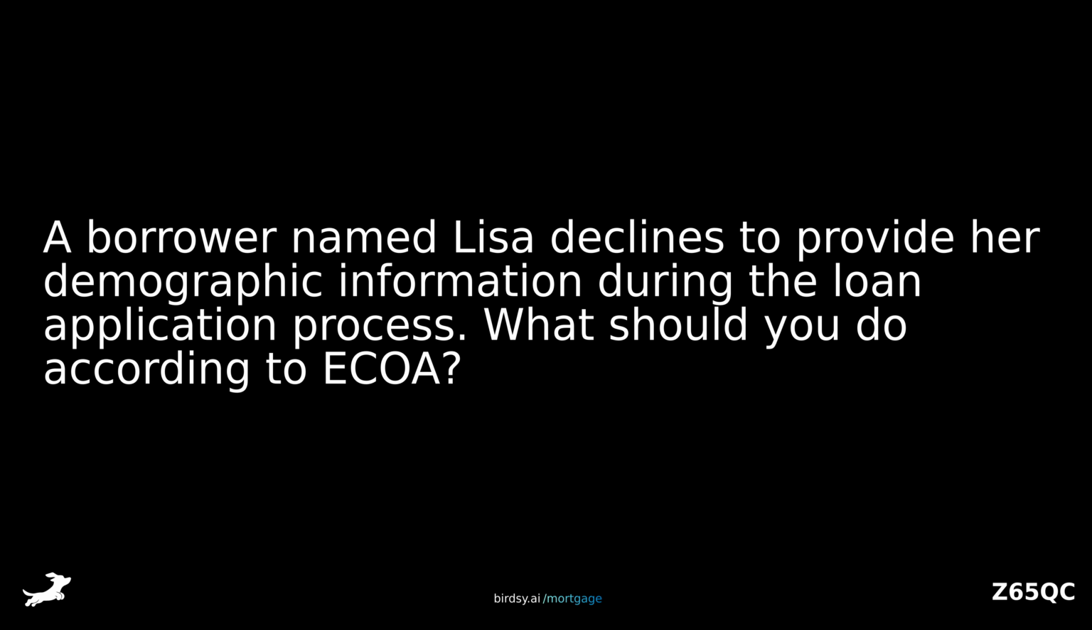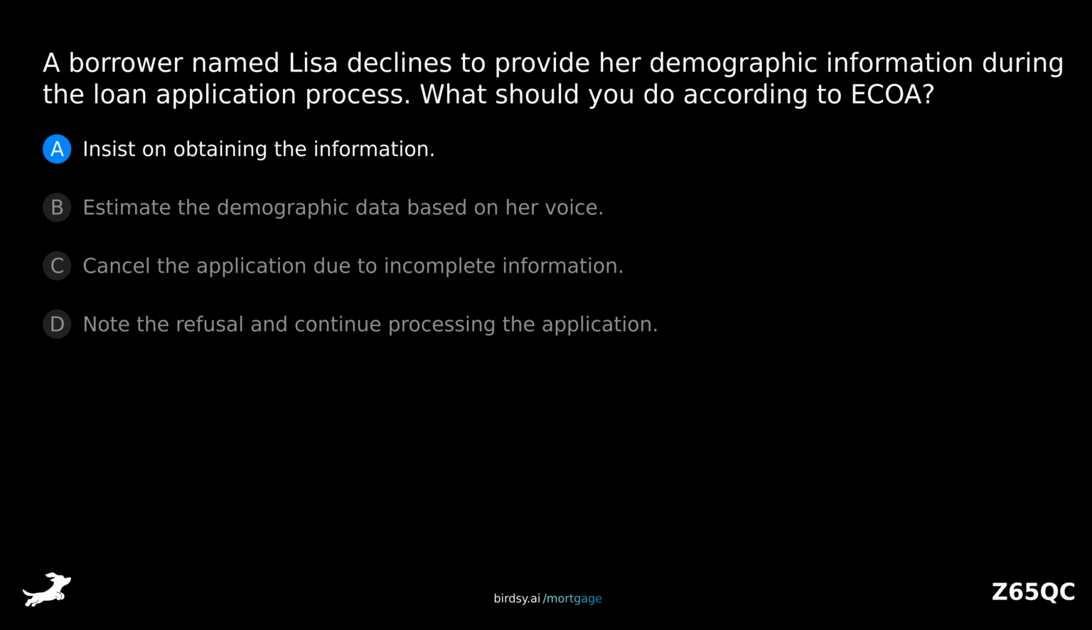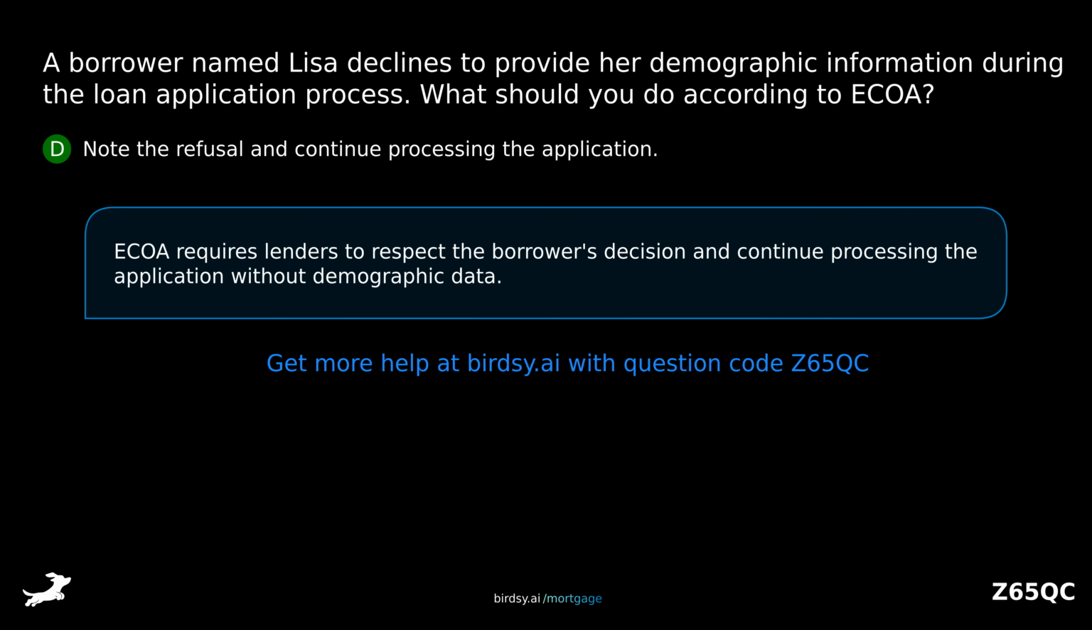A borrower named Lisa declines to provide her demographic information during the loan application process. What should you do according to ECOA? Is it A, insist on obtaining the information? B, estimate the demographic data based on her voice? C, cancel the application due to incomplete information? Or D, note the refusal and continue processing the application? The answer is D, note the refusal and continue processing the application. ECOA requires lenders to respect the borrower's decision and continue processing the application without demographic data.